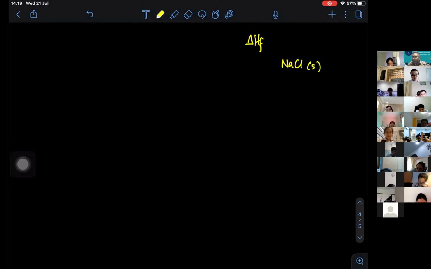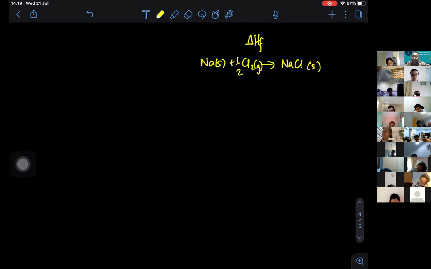It is going to be solid. And you are forming it from what? The element is going to be solid sodium. The element for chlorine is Cl2, so half Cl2, and it is a gas. This is the equation for the formation of sodium chloride. Now, this enthalpy of formation can be either negative or positive. Please remember, formation is not fixed. Just because they are forming a bond does not mean it is fixed. It can be positive, it can also be negative.